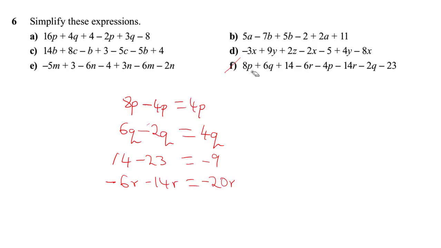So I've got the P's, I've done the Q's, I've got the numbers 9, I've got the R. So now put them together, starting with the positive ones, and also doing it alphabetically. So I've got 4P there. This is positive, so I write add 4Q. Then the number is negative, but the number can come at the end. You do the letters first. So I've got minus 20R, and then I've got the minus 9 at the back. Okay, so that is your answer.